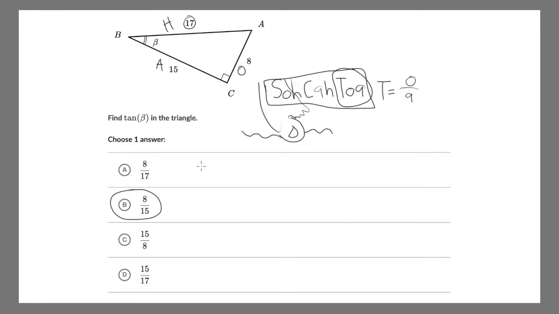So this is the answer: 8 over 15. We look at Sohcahtoa, we're looking for tangent, T, tangent is opposite over adjacent, and we found opposite over adjacent, 8 over 15, okay? And it's B. Let's go do another problem, shall we?